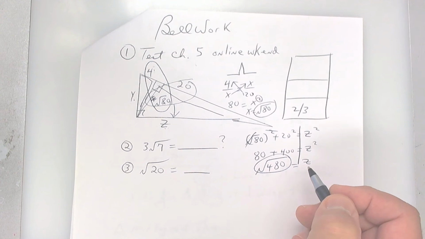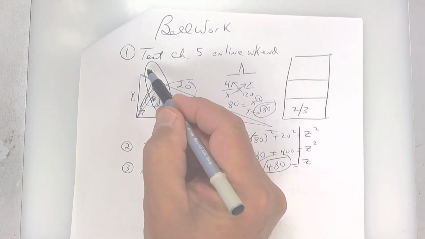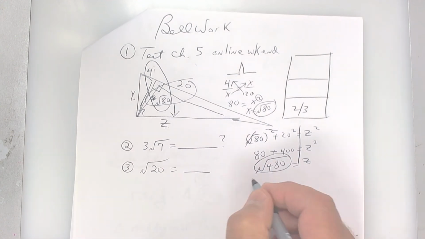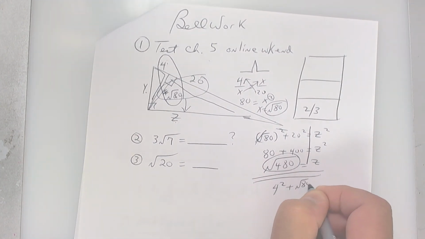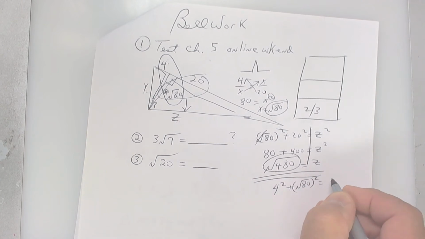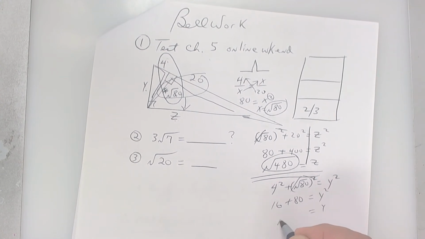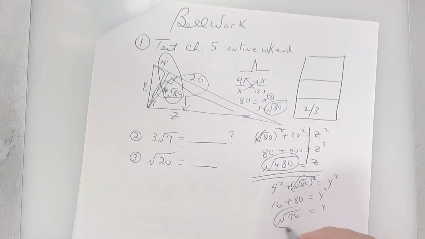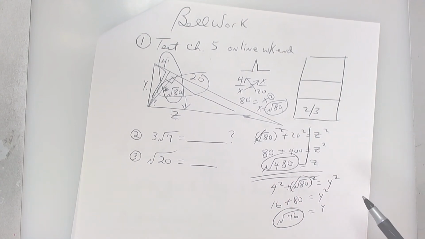Okay. And then finally, for y, you would do 4 squared plus the square root of 80 squared is equal to y squared. It's really simple. Okay, so this is 16 plus 80 is equal to y squared. So y is equal to the square root of 76. And again, here are your answers, and you would use your calculator.